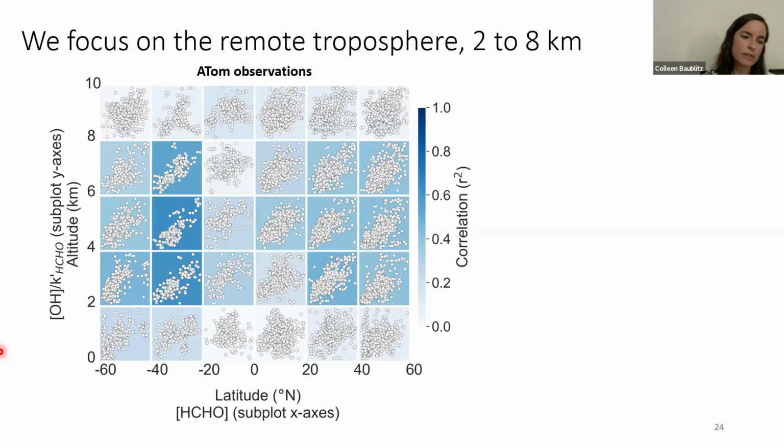And then in terms of the vertical shift, that's showing the full depth of the troposphere from the ATOM observation, so between 0 to 10 kilometers, but subset into these 2 kilometer bins. Okay. And so again, we're focused on 2 to 8 kilometers.